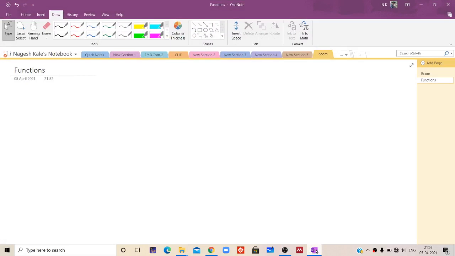In this lecture we are going to see the functions, types of functions, the functions that are used in economics and the relationship between them, as well as we will try to learn some interesting functions like cost function, revenue function and profit function. So let me start with the basics of the functions.